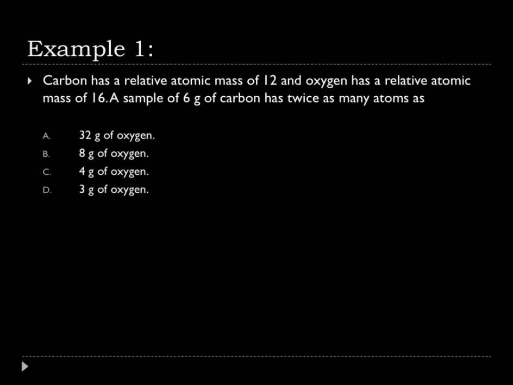The first one here says that carbon has a relative atomic mass of 12 and oxygen has a relative atomic mass of 16. A sample of 6 grams of carbon has twice as many atoms as, and we're given these 4 choices. Well, 6 grams of carbon must be half of a mole, because 1 mole of carbon is 12 grams. So half a mole of carbon has exactly half of Avogadro's constant number of individual atoms, and so 6 grams of carbon has half a mole. So half a mole is exactly twice a quarter of a mole.